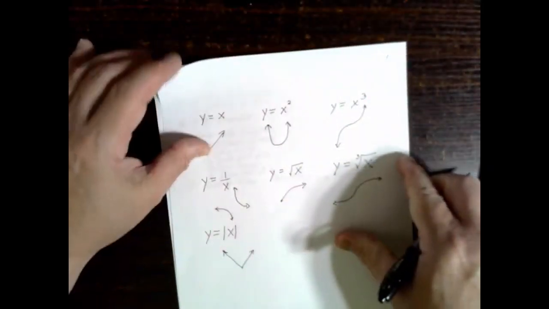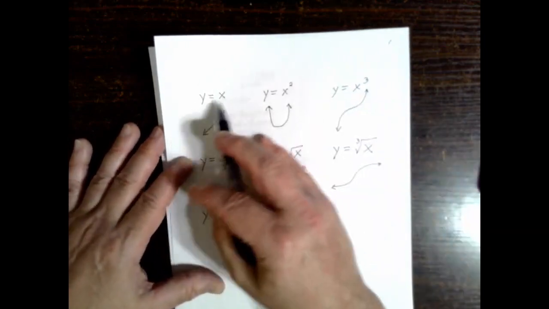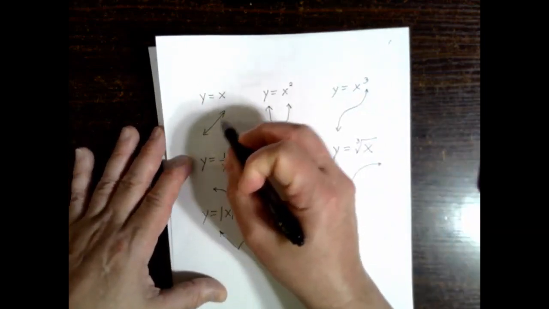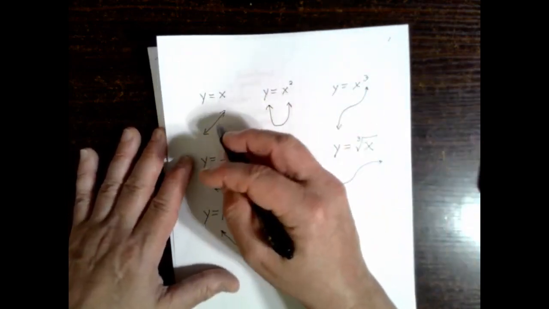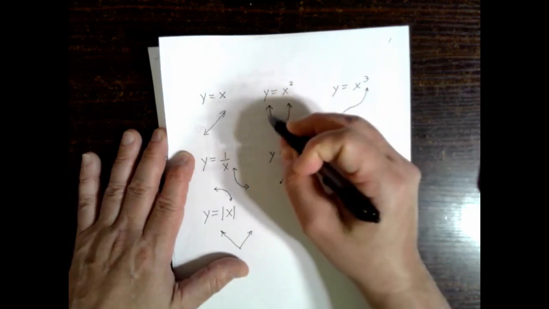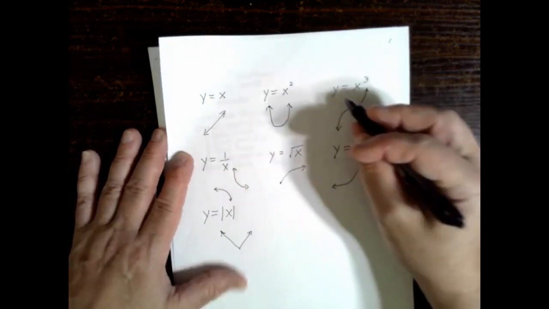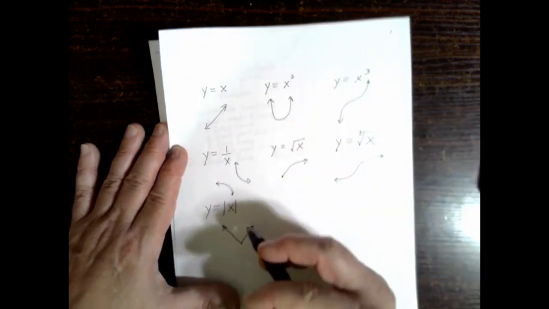Alright, this is section 2.2. Let's talk about some basic functions. Y equals x is a line that shoots up from left to right. The basic behavior of a line is it doesn't have a change in direction. It's straight. Y equals x squared has one change in direction. It's called a parabola. Y equals x cubed has two changes in direction.